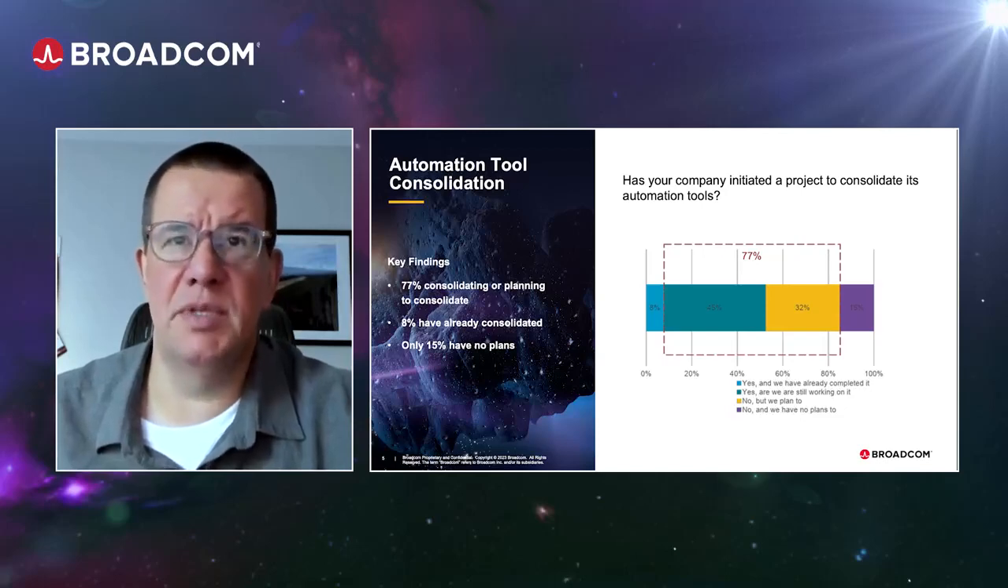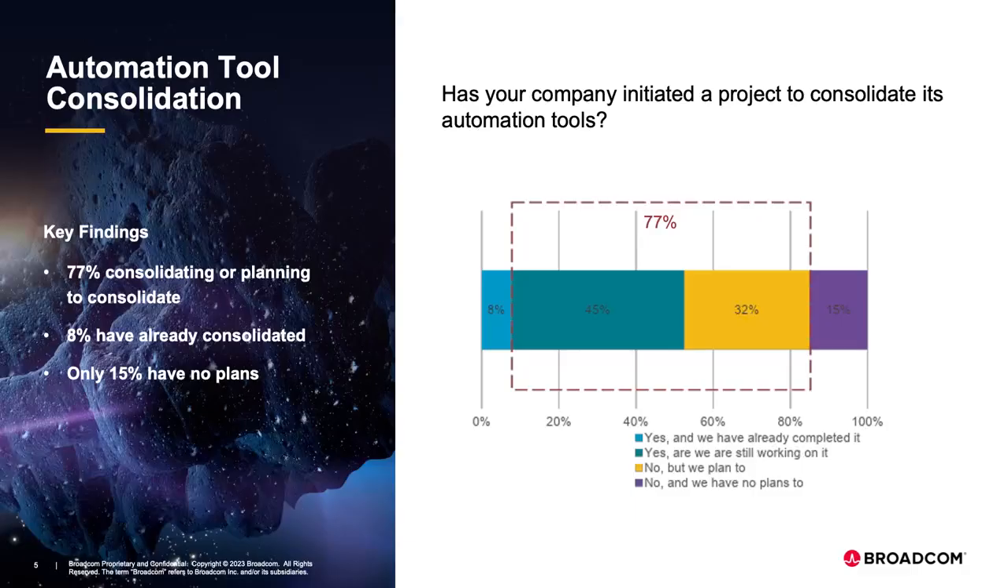And David brought up an interesting statistic about consolidating these tools. He mentioned that while 8% have already consolidated, 77% are looking at or planning to consolidate. So as companies are looking at this consolidation effort, there are obviously some items they should look out for and take into consideration, such as, for example, on-premise and cloud. And Kai, maybe you can give some perspective on that.